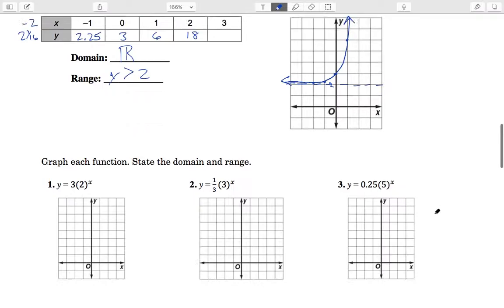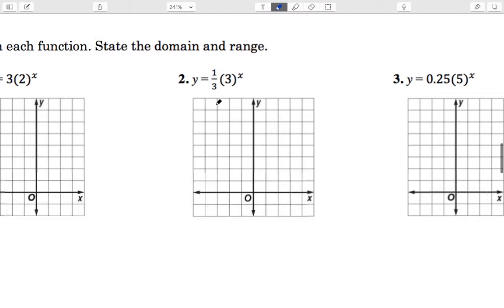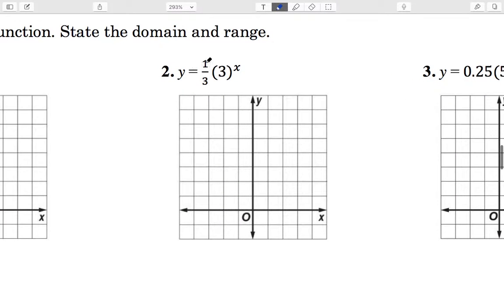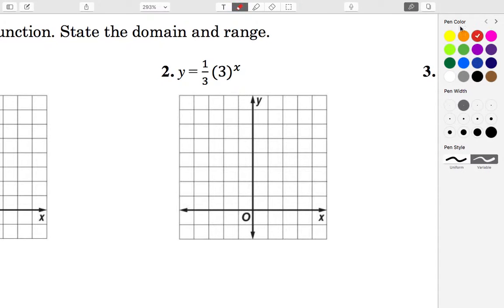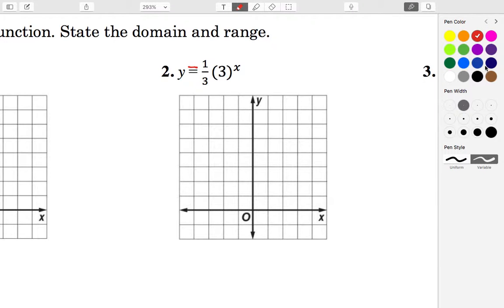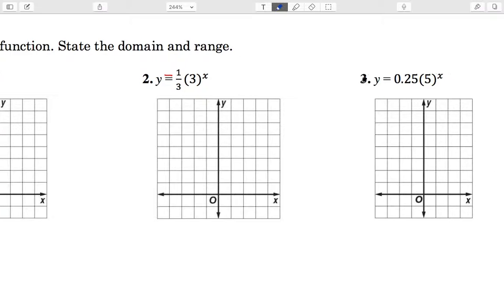All right, let's try a couple more here from this page. Let's do number 2, but let's throw a negative onto this. So number 2 back here. Let me include a negative sign there where there wasn't. Okay, so let's do that one.